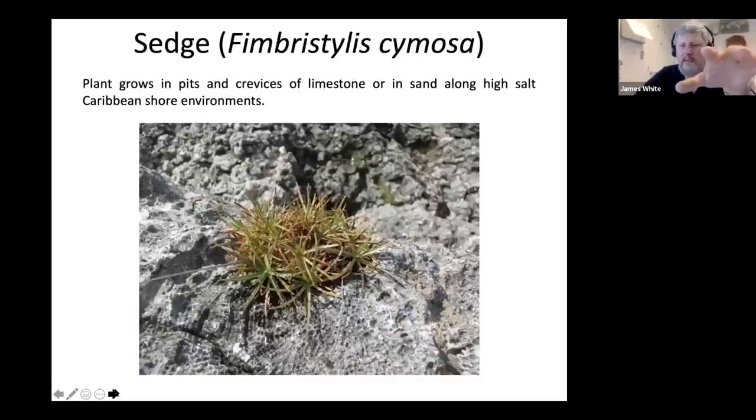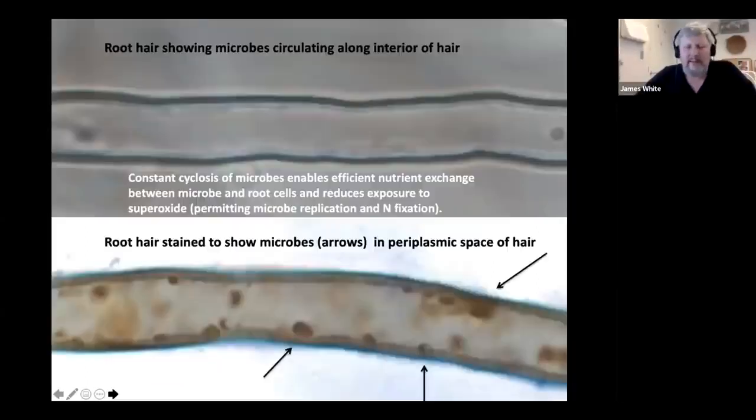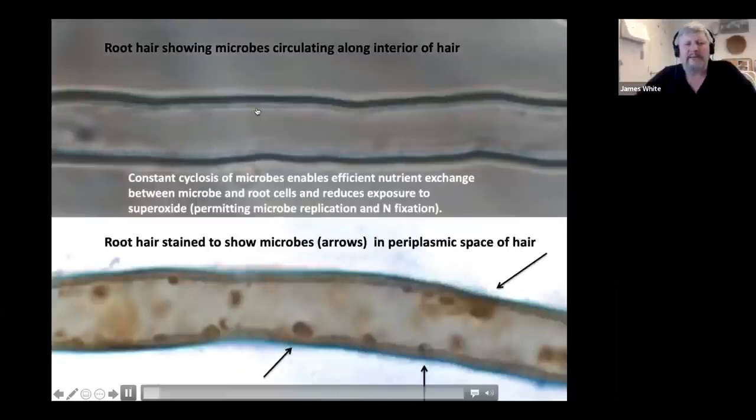Okay, in the process of the rhizophagy cycle, cyclosis is very important. That cytoplasmic streaming. This is one of the plants on that desert island of Bonaire, which grows in the rocks without really much soil. This is a root hair now, looking at a root hair under the microscope. You can see the movement. That's what cyclosis is. Actually, if you look below, you'll see one of these root hairs, and you can see the bacteria in it.